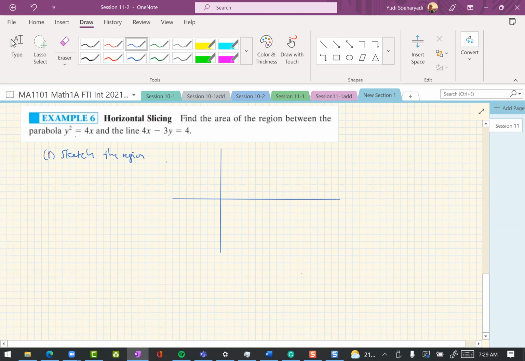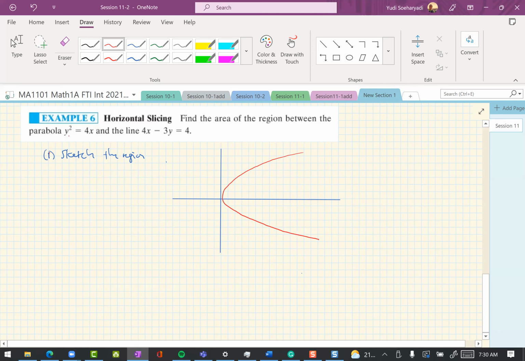Okay, what about this one here? This one is a parabola but sideways. Usually we have y equals x squared, right? So constant times x squared, but this one is x equals y squared, so it's sideways. What I mean by sideways is this: because it's positive, it opens to the right. When it is negative 4x, for example, it would be on the left.